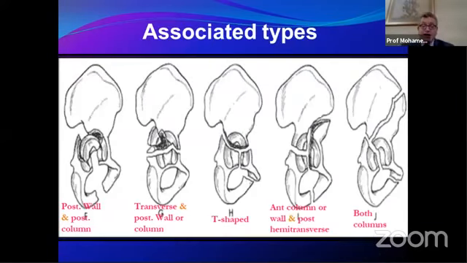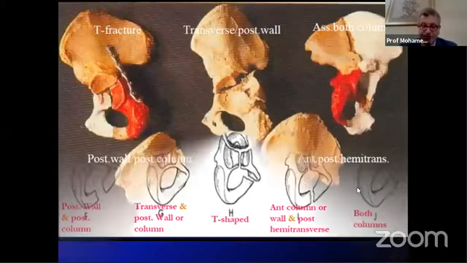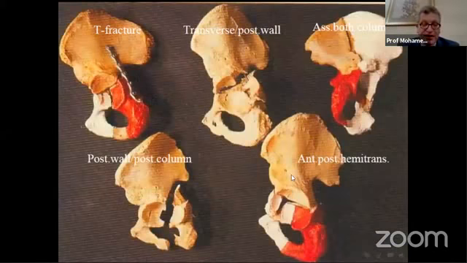Now we will speak about the associated types. We said the associated types are: posterior wall and posterior column, transverse with posterior wall or column, T-shaped fracture, anterior column or anterior wall with posterior hemitransverse, and the very important, complicated and sophisticated type, the both column fractures. These are the types that we have mentioned.